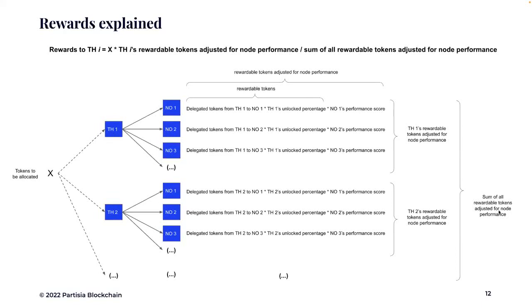So with these numbers, we're now ready to compute the rewards. It was all about how to distribute that X, and now we have the X up here. So we have X times token holder I, it could be token holder 1's rewardable token adjusted for node performance. If it's token holder 1, it's this number over here. Then we divide that by the sum of all rewardable tokens adjusted for node performance, which is this number down here. And then we do that for all of the token holders, and we get these rewards for each of the token holders.